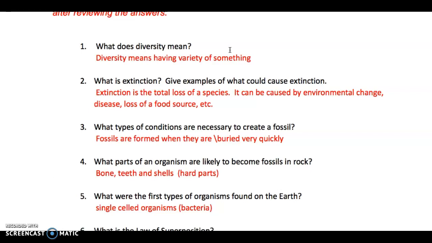Okay. Number four, parts of an organism that are more likely to become fossils than rock are things like bone, teeth, and shells. And that's because they are the hard parts. They take longer to decompose.